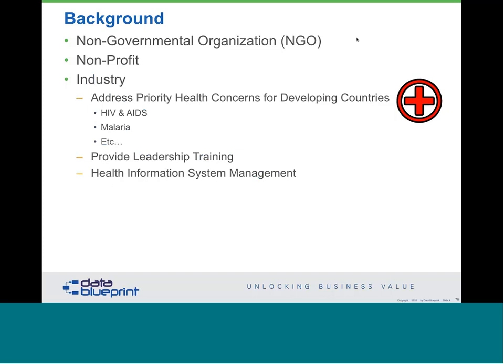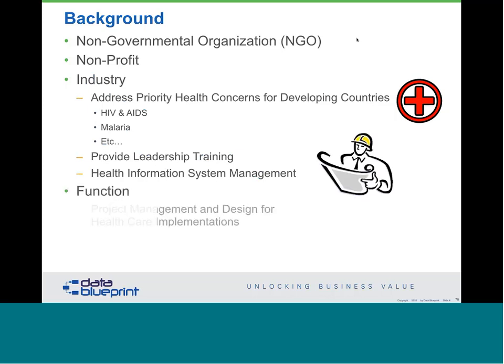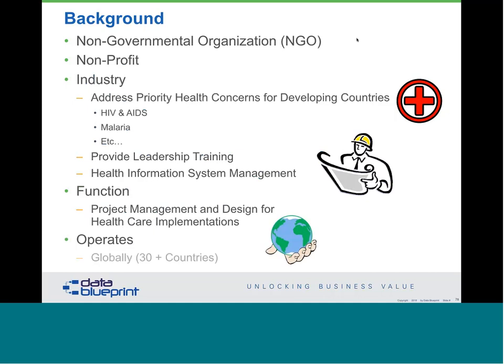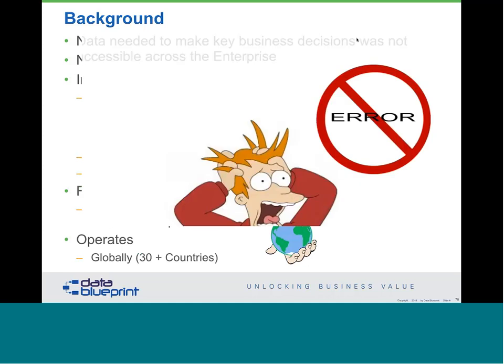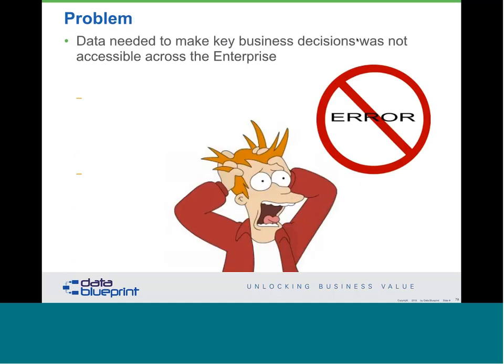And they had a health information management system. Most folks do, right? So the function was to look at project management and design specific solutions that were needed by specific health challenges in the organizations. And it operates around 30 different countries around the globe. The problem was that the data needed to make those key business decisions was not accessible across the enterprise. We ended up with timeliness issues, accuracy issues, and of course, isolation issues.